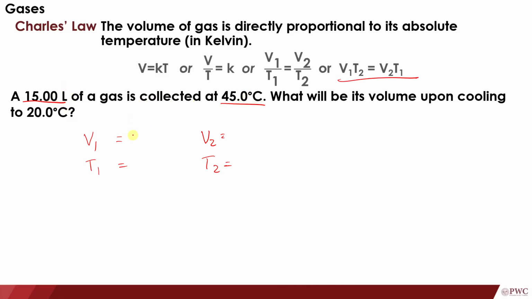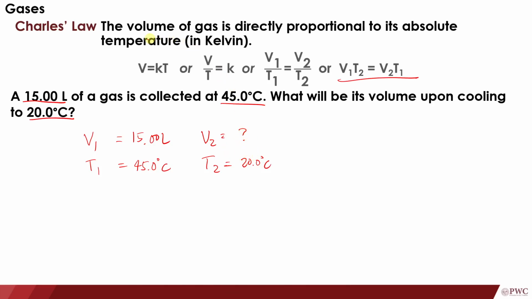So here we have the initial volume. Again, that's liters. We have 15.00 liters. Then we have degrees Celsius. This one is 45.0 degrees Celsius. Then this is the new temperature, or the T2. We have 20.0 degrees Celsius. Then we are looking again for the volume V2.